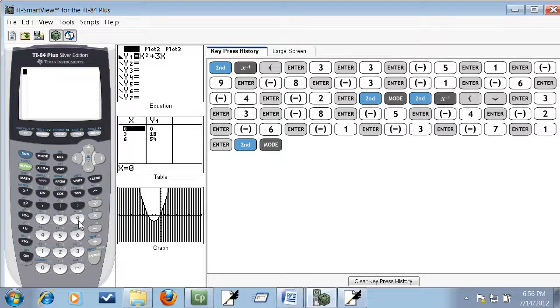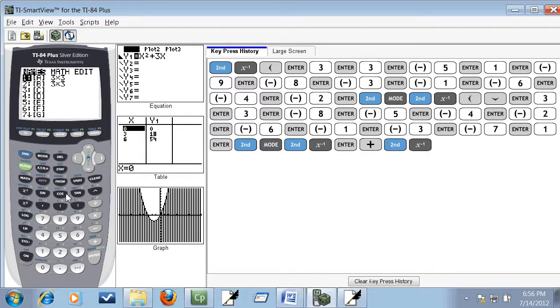Now we want to add these two together, so I'm going to go back in the matrix menu, second x and negative 1. I'm under the names, and you see how the A is already highlighted, so press enter on A. Plus, go back in the matrix menu, second x and negative 1, down arrow to B, and press enter on it, and then enter again.